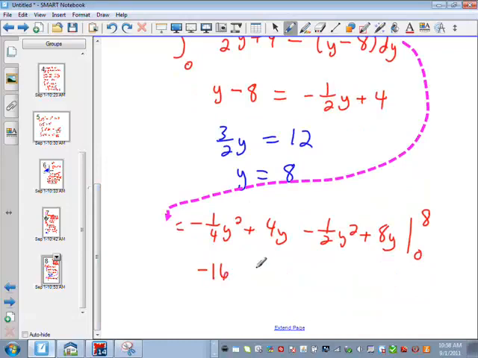Minus 16 plus 32 minus 32 plus 64, 48. Eight squared is 64. 64 over 4 is 16. Minus 16. 4 times 8, 32. 8 squared, 64 over 2 is 32. And then 8 times 8 is 64. And then 32 is canceled. 64 minus 16 is 48.